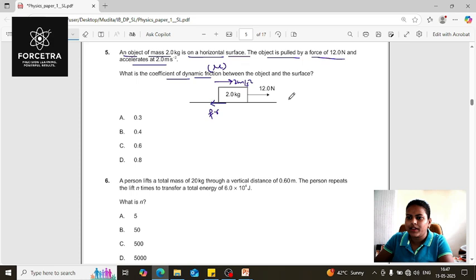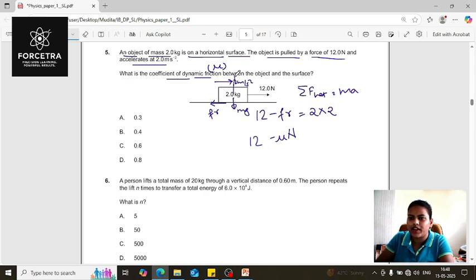So I can say that the summation of forces, the net force, is equal to mass into acceleration. Since the object is accelerating towards the positive side, I can write 12 Newton force minus friction force is equal to mass, which is 2 kg, into acceleration, which is 2 meter per second square. And this friction force is equal to mu into N. N is the normal. From this diagram, mg is acting downward and normal is acting upward, and there is no vertical motion, so mg is equal to normal. So I can replace N with mg, which is m into g.